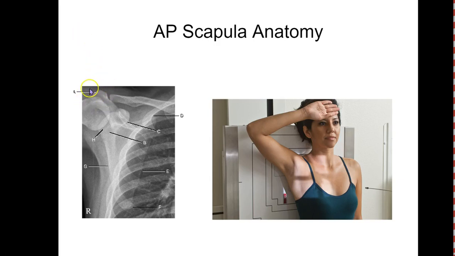A here is going to be the acromion. B is the region of the neck of the scapula. C is going to be the region of that scapular notch. Remember, it's the base of the coracoid. D is the superior angle right here. E is the medial or vertebral border. F is the inferior angle. G is the lateral border. And H is that region of the glenoid cavity or the glenoid fossa. Another word for that would be the scapulohumeral joint or the shoulder joint.